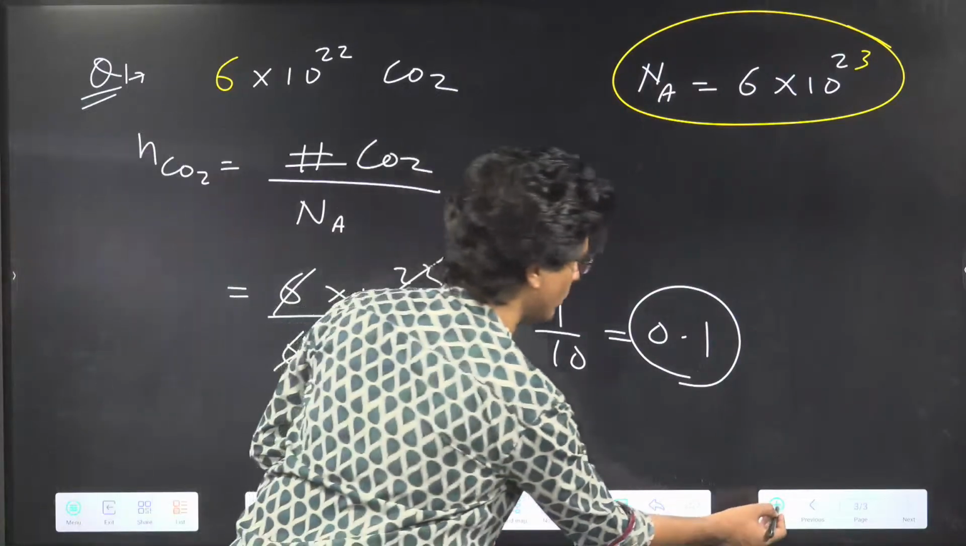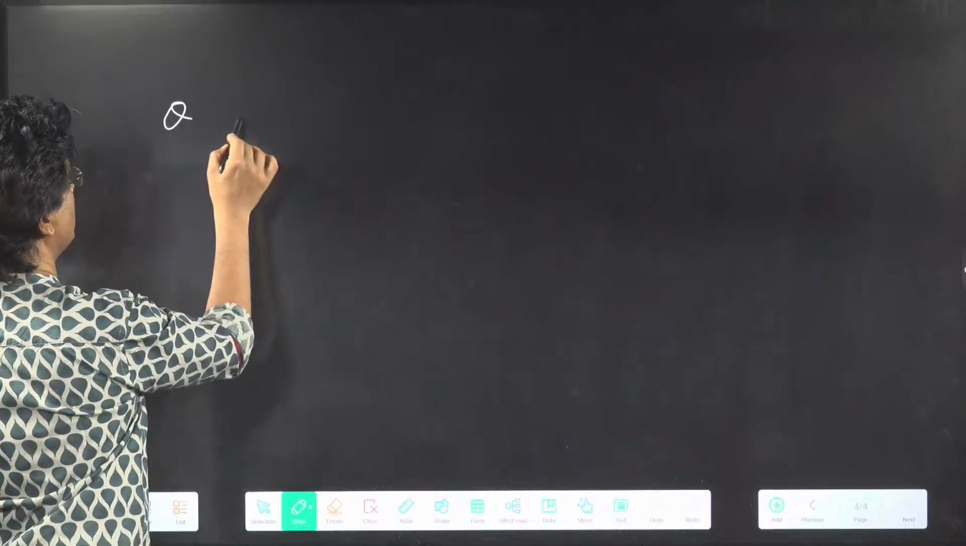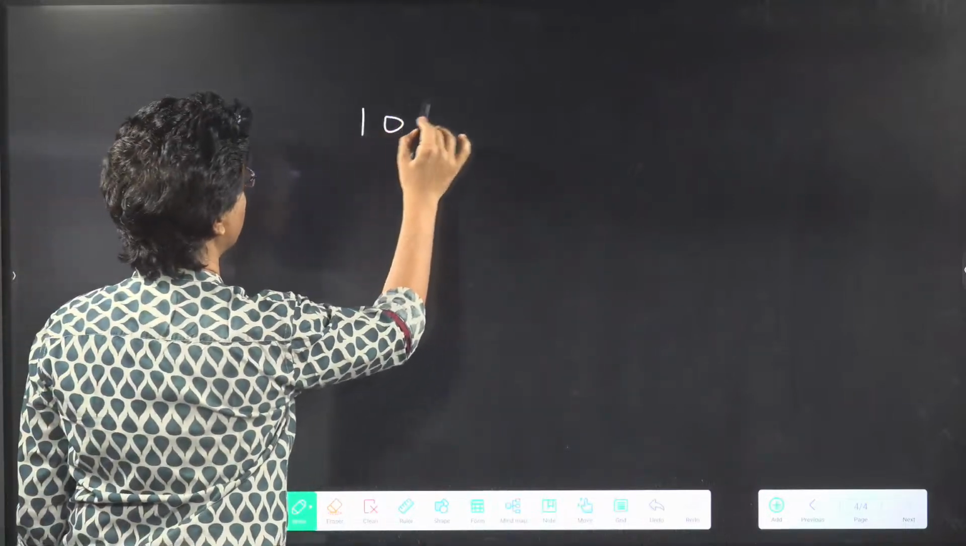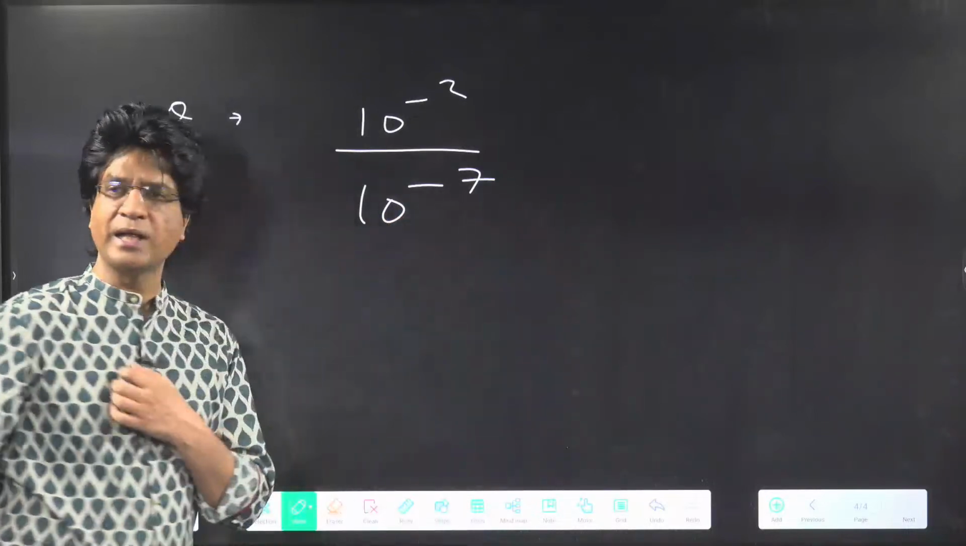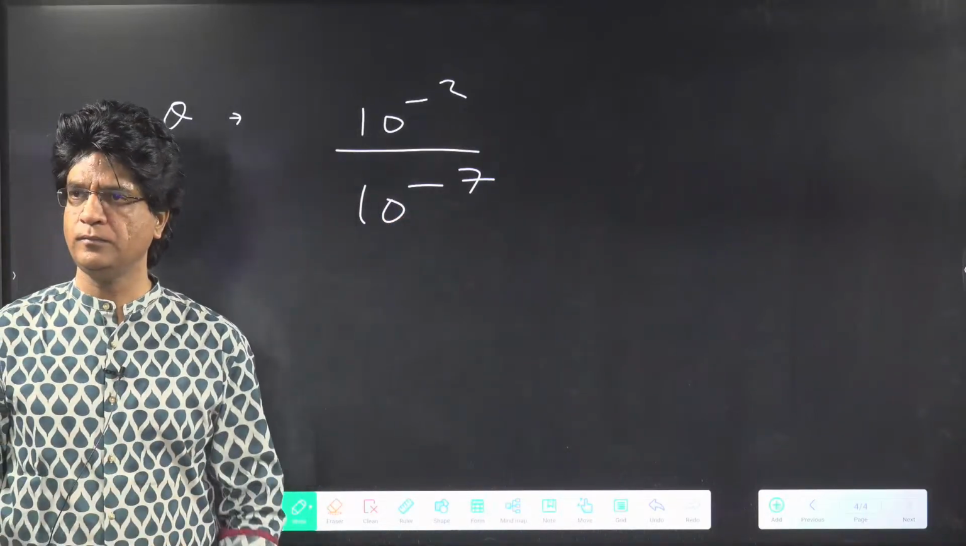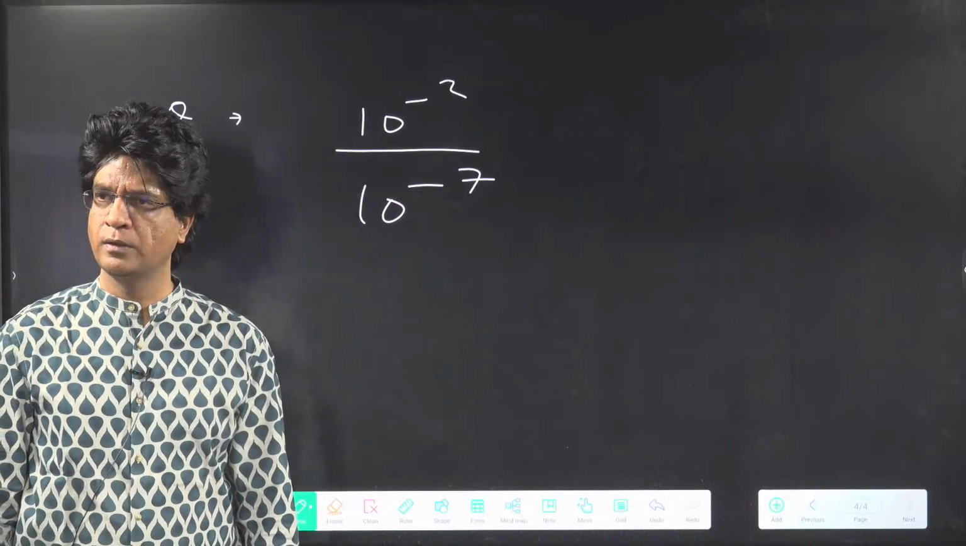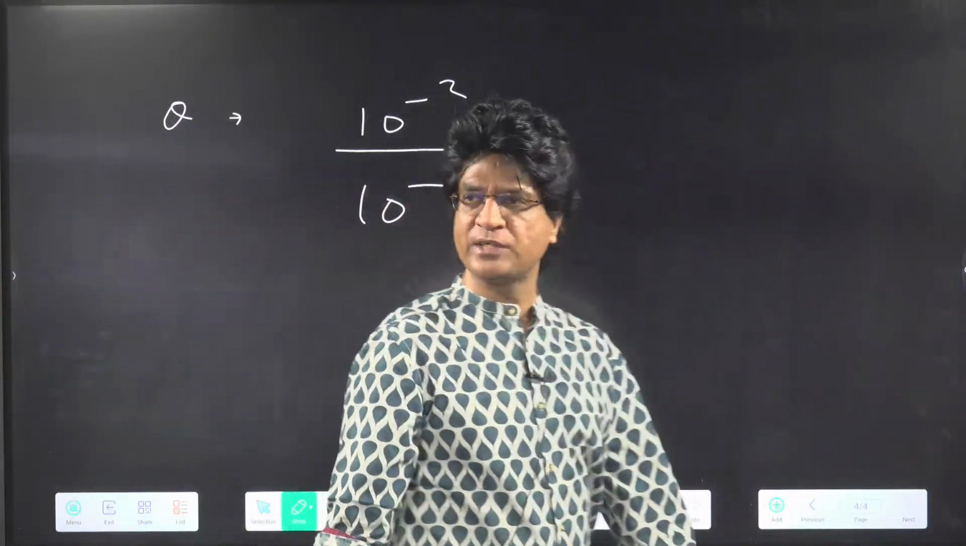Let me ask you some more basic questions, just in case. 10 to the power of minus 2 upon 10 to the power of minus 7. What is the answer of this fraction going to be?